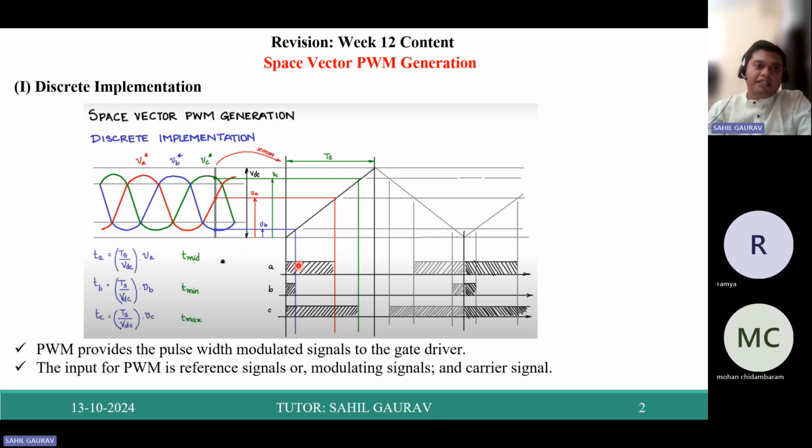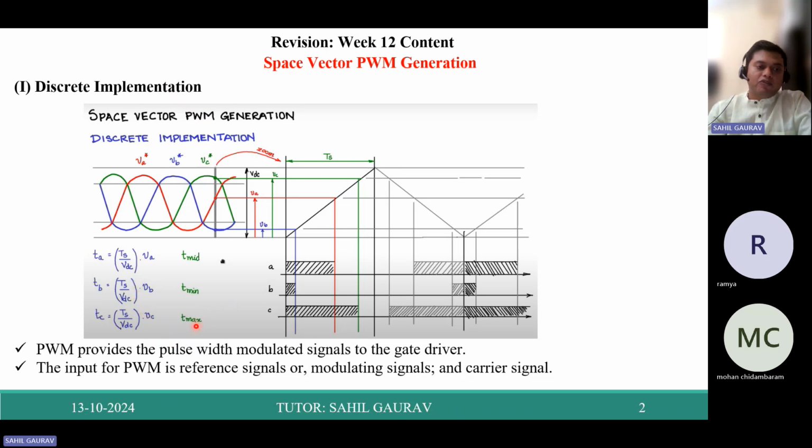This is the discrete implementation, how you are going to implement it in a digital controller. If you have gone through the lectures, you can zoom in and write the equations of TA, TB and TC, which correspond to the mid value, minimum and maximum value. These equations come from multiplying by the factor TS upon VDC.